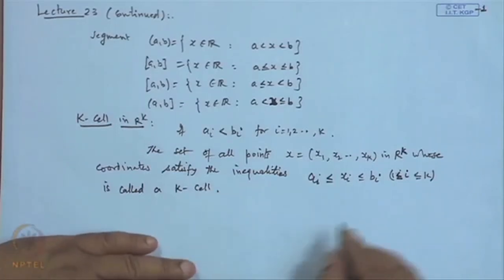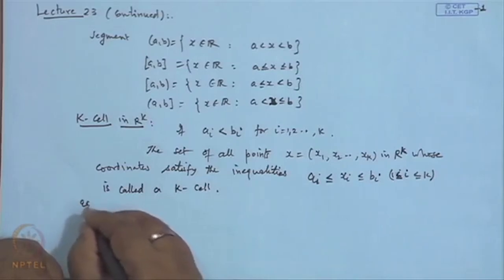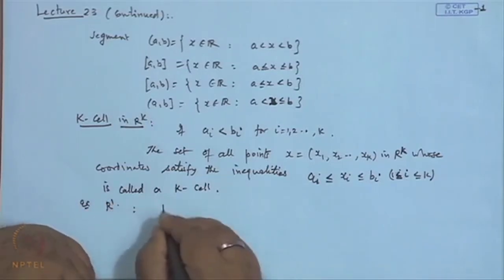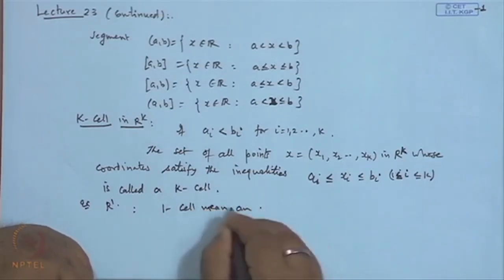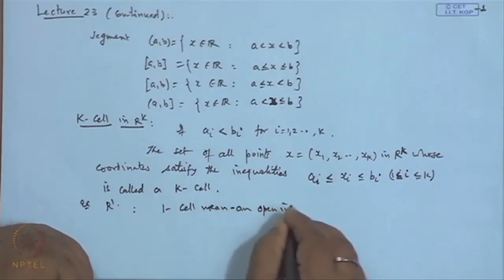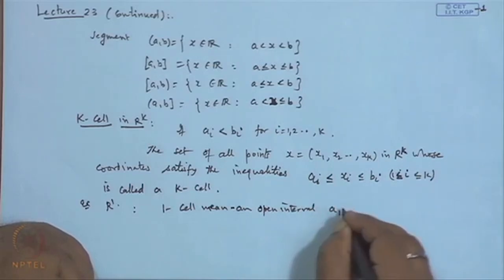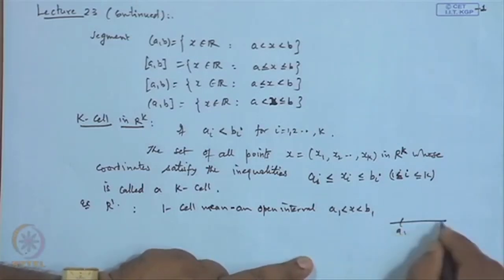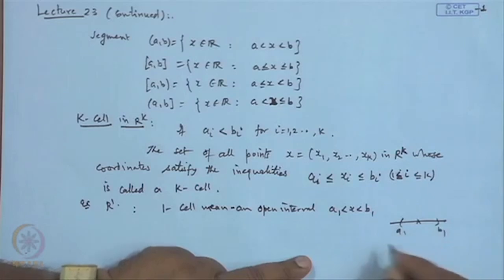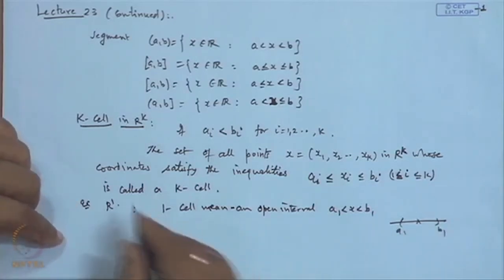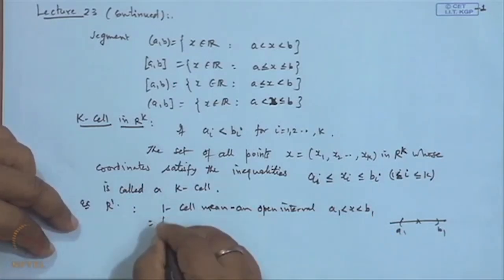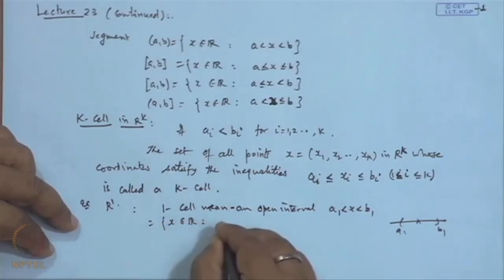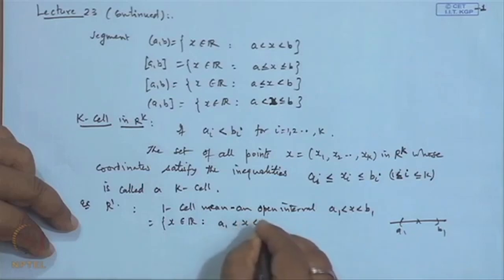So the meaning is that, in case of R1, a 1-cell means an interval a1 less than or equal to x less than or equal to b1. So this is a 1-cell, and basically this is the collection of points x such that x lies between a1 and b1. So it is basically the set of x belonging to R such that x lies between a1 and b1.